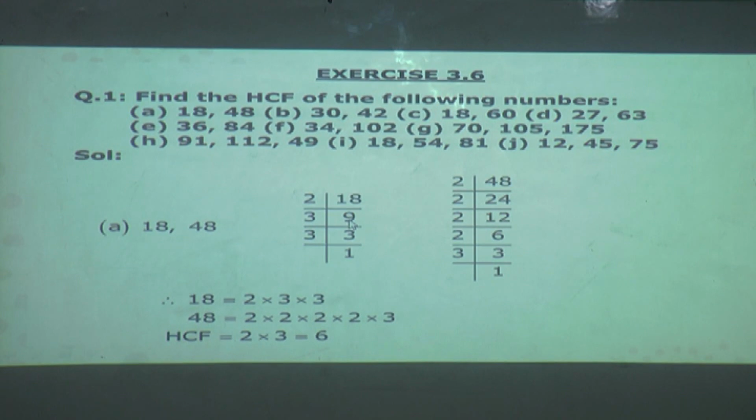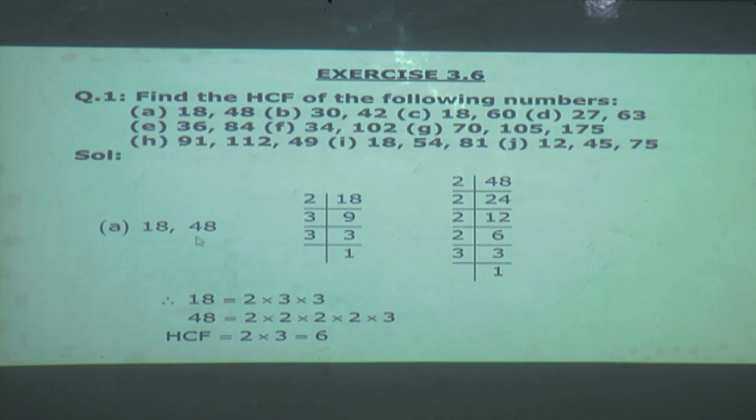9 is divisible by 3, which is a prime number. So let us take 3. 3 3s are 9, and 3 1s are 3. So we got the prime factors of 18 as 2 into 3 into 3.